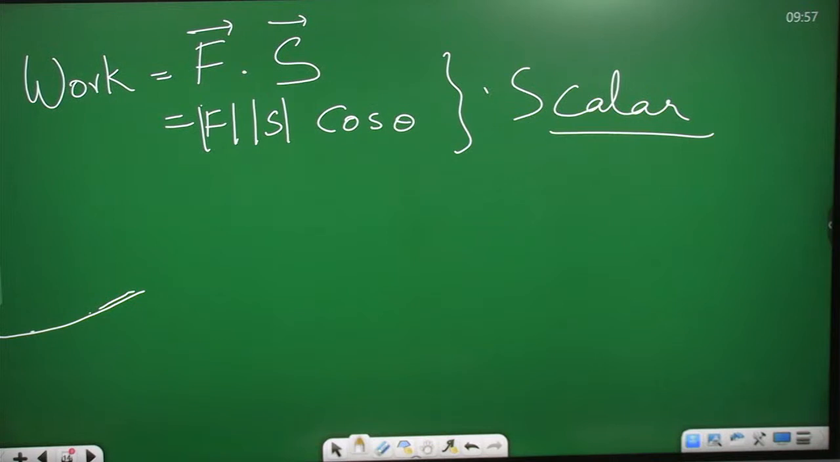Yes, Shahid said it right. It is 4.2 calories, 4.12 calories. Yes, Mr. Shahid, you are right. So work is a scalar. The dot product of two vectors gives a resultant scalar. Okay.